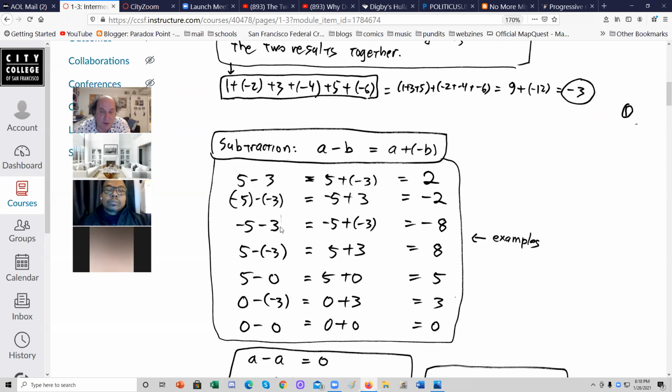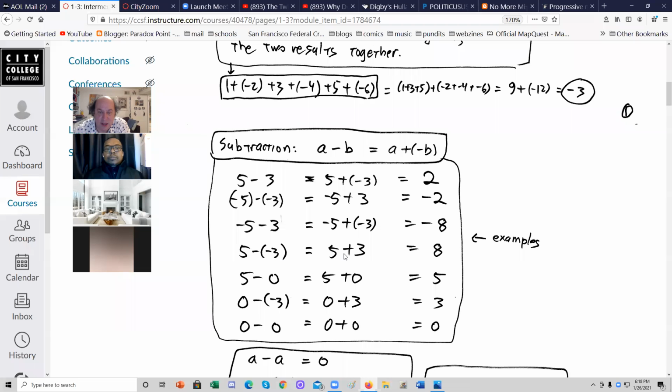Negative 5 minus 3, that's negative 5 plus negative 3. They're pulling in the same direction, negatively. And you add the values to 8, so the result is negative 8. 5 minus negative 3, that's 5 plus 3, or 8. Now, 5 minus 0 is 5 plus 0, because 0 is its own opposite, and 5 plus 0 is 5. 0 minus negative 3 is 0 plus 3, or 3. 0 minus 0 is 0 plus 0 is 0.